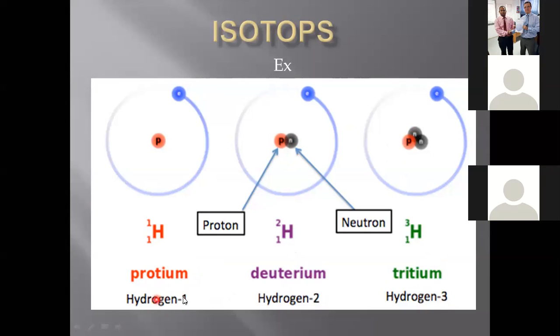What is the meaning of hydrogen 1? It contains only one proton inside the nucleus. Hydrogen 2 has two particles inside the nucleus, a proton and a neutron. Hydrogen 3 has three particles inside the nucleus, one proton and two neutrons. So this is the definition of isotopes: atoms of the same element have the same number of protons, but a different number of neutrons.